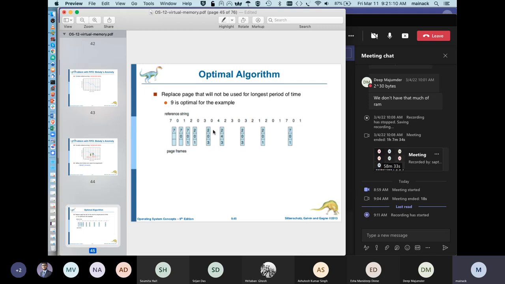You can even simulate this algorithm by hand and you will find that 9 page faults are optimal. In these cases, we only show the snapshots of RAM where there is a page fault. If you simulate this algorithm, you will see that there are only 9 page faults, and you can prove theoretically that 9 is the minimum number of page faults for any page replacement algorithm.